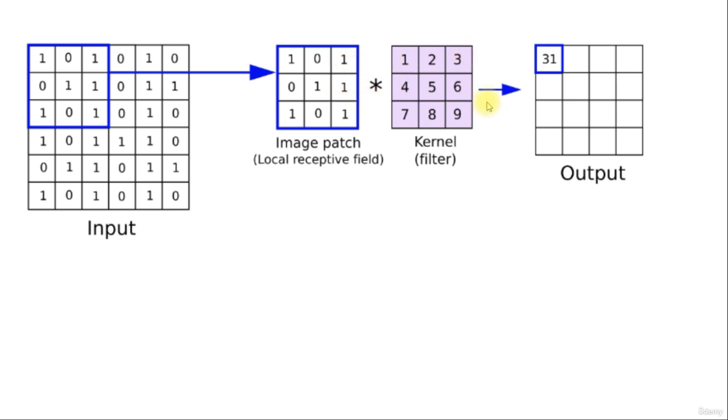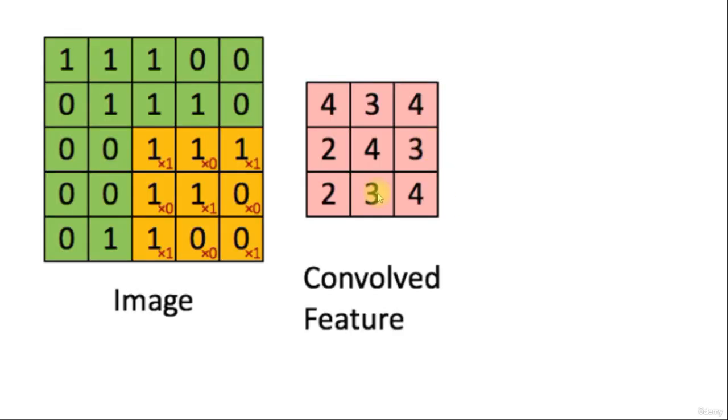All these values are multiplied and then we are adding them to get the output. And finally, this input image is reduced to a 4x4 image after performing the convolution operation with this kernel. So this is your basic convolution operation.